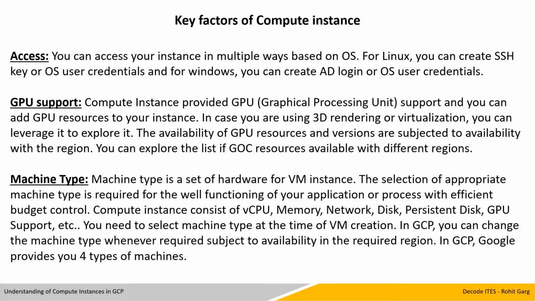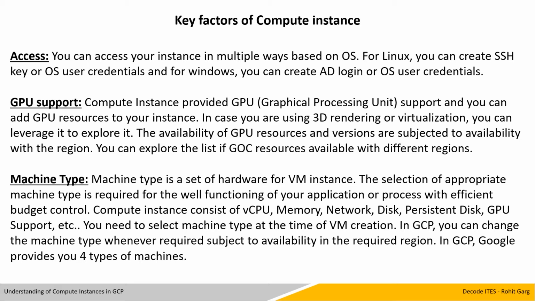And last is machine types. Machine type is a set of hardware for a virtual machine instance. The selection of appropriate machine type is required for well functioning of your application or process with efficient budget control. Compute instance consists of vCPU, memory, network, disk, persistent disk, GPU support, and multiple other things. You need to select the machine type at the time of VM creation.